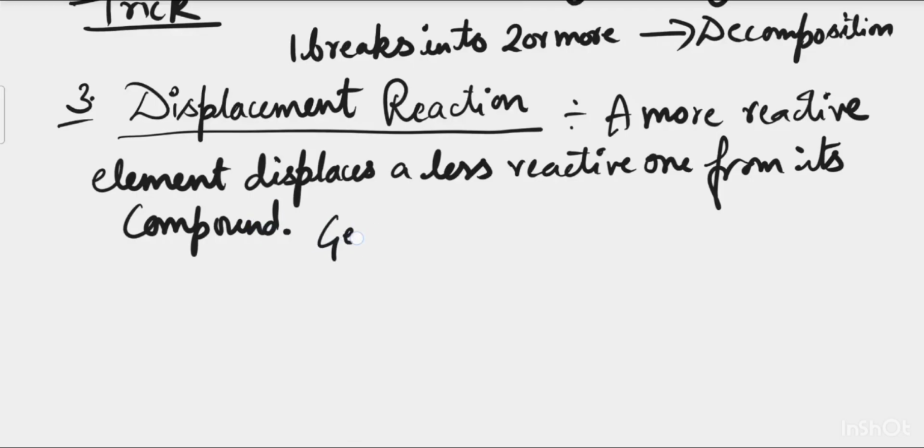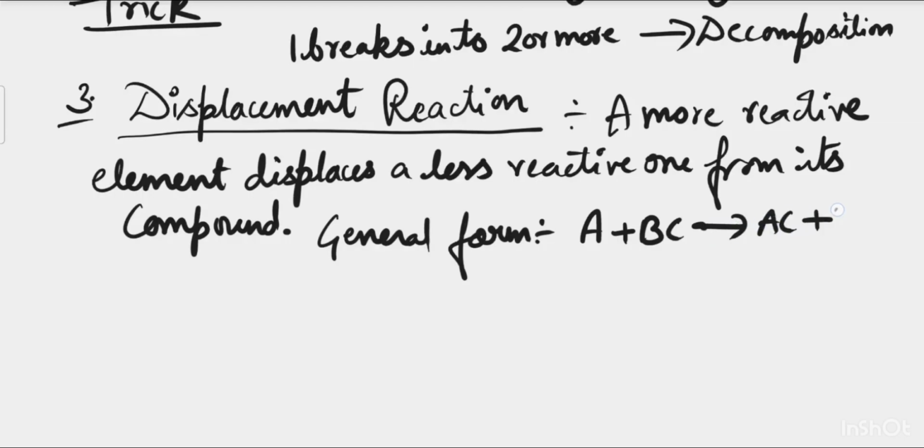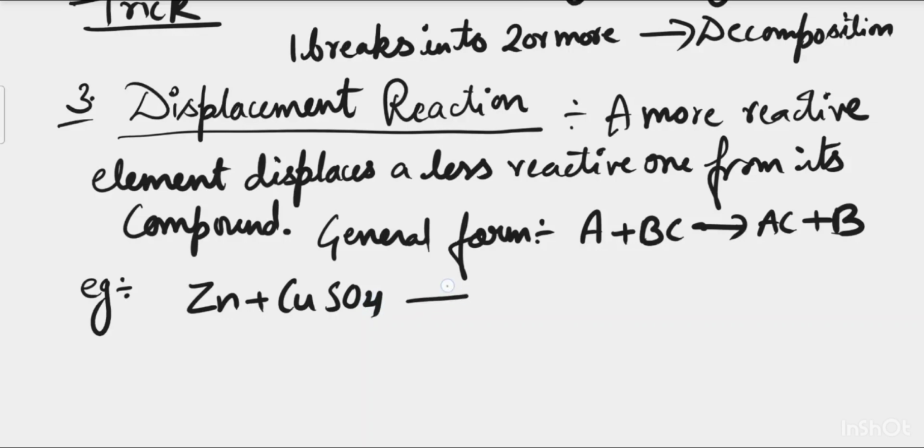What is its general form? Its general form is A plus BC to form AC plus B. Let us take an example. Zn plus CuSO4. Here zinc is more reactive than copper, so it displaces the copper. What we will get? ZnSO4 plus Cu. A more reactive element displaces the less reactive element from its compound.